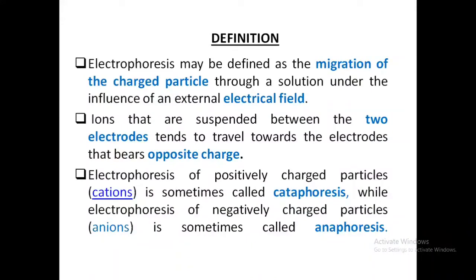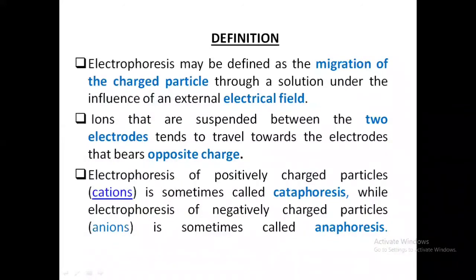You can observe the second point. Ions which are suspended between two electrodes tend to travel towards the electrodes that bear the opposite charge, as I told. If your sample solution has charged particles, they may be cations or anions, and they travel towards the opposite charge electrodes. Cations contain a positive charge, so they move towards the cathode electrode because the cathode has a negative charge. Anions are negative ions, so those anions move towards the anode, because the anode has a positive charge.